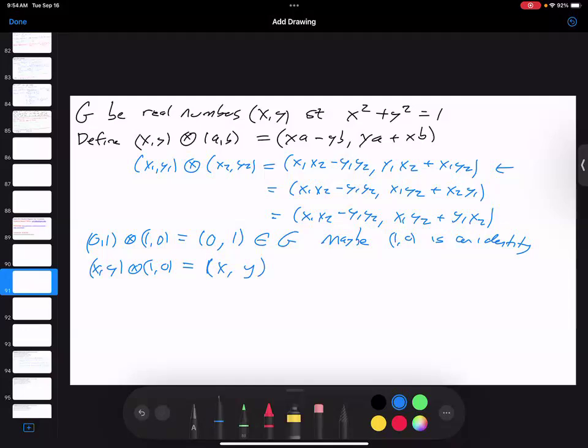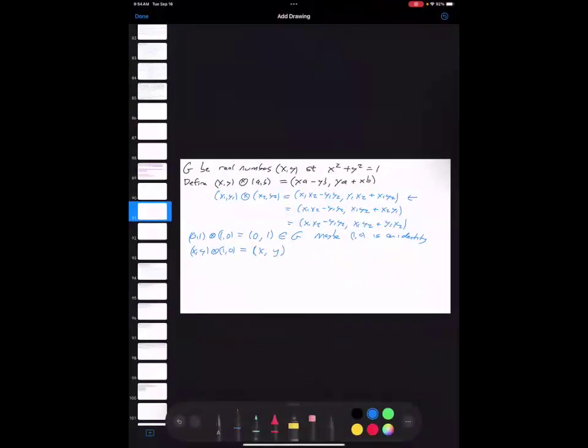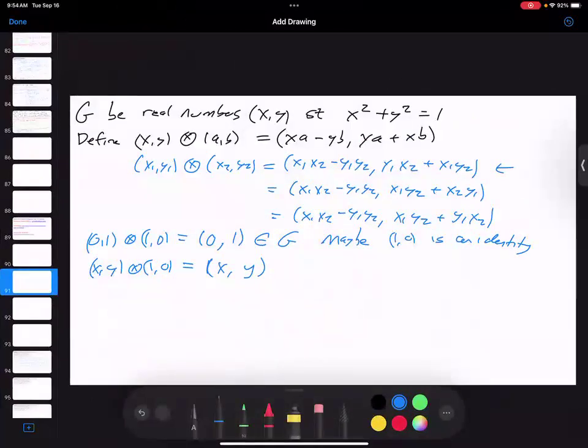Assuming it's a group, would this prove that (1, 0) is the identity? When we take any (x, y) and multiply it with (1, 0), we get back (x, y). Does this prove that (1, 0) is the identity?